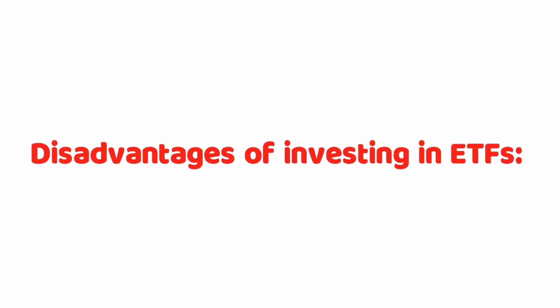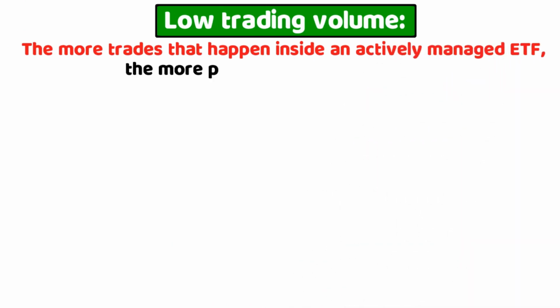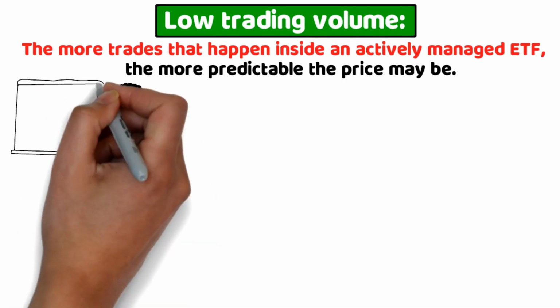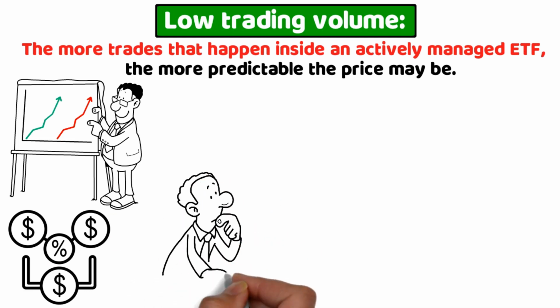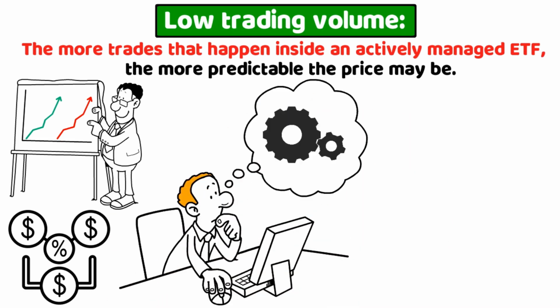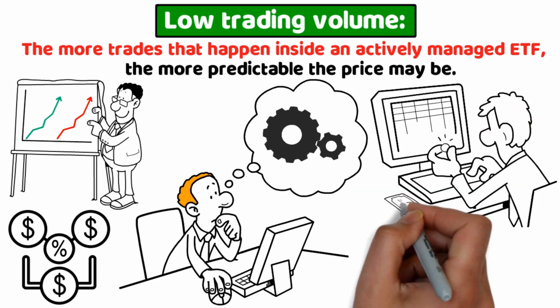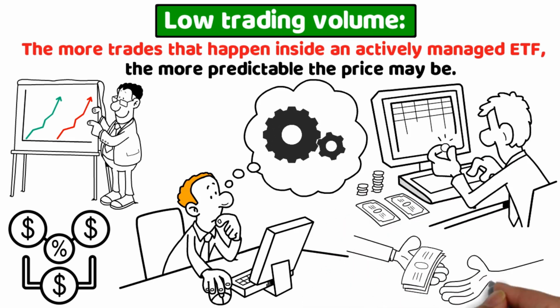Disadvantages of investing in ETFs. Low trading volume. The more trades that happen inside an actively managed ETF, the more predictable the price may be. Additionally, a higher trading volume may increase the ETF's liquidity, which is advantageous. The bid-ask spread may be greater due to the low average trading volume of ETFs, so investors may not receive the price they anticipated. Investors can determine whether an ETF will satisfy their needs by looking at its typical trading volume before making a purchase.